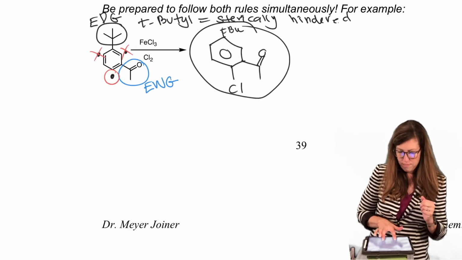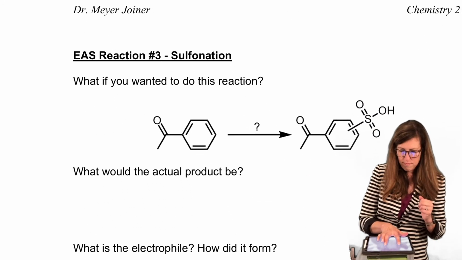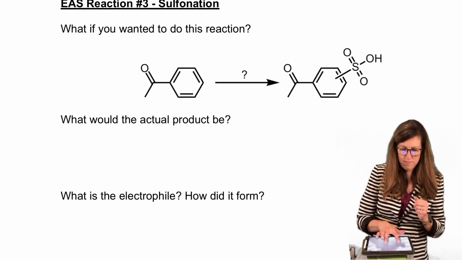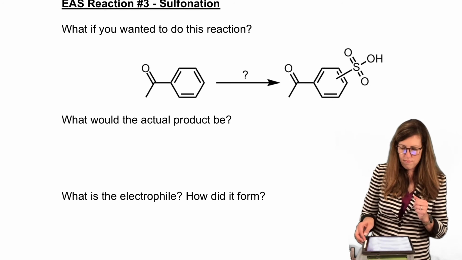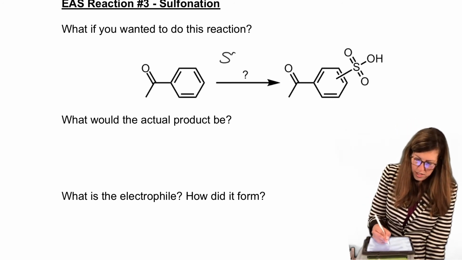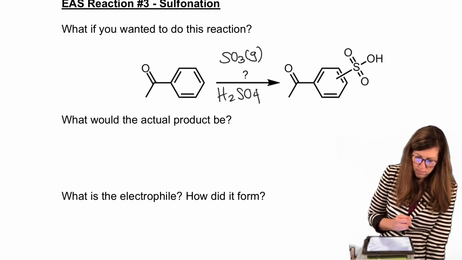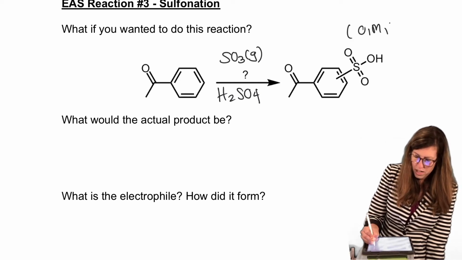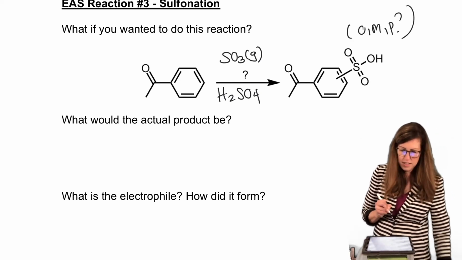Introduce a new reaction. Sulfonation. So we want to get a sulfonyl group on there. Here are the reagents we need. SO3 gas, H2SO4. And I'm going to ask, just for the sake of it, would we get ortho, meta, or para, just because we always want to practice that.